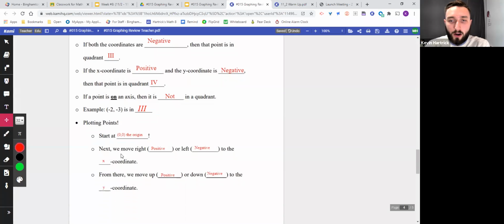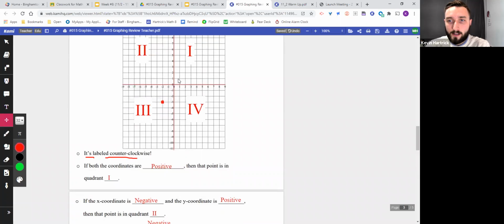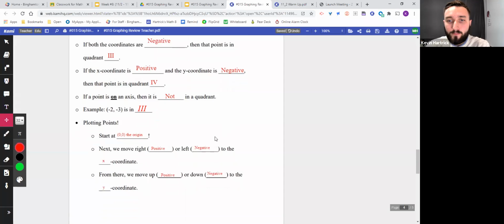Plotting points. So you always start when you're plotting a point at 0, 0, the origin. If you notice, when I started plotting this point, I started at 0, 0. Next, you're going to move either right if it's positive or left if it's negative to the x coordinate, meaning the first number tells you what your x coordinate is. If it's positive, you're going to the right from the origin. If it's negative, you're going to the left from the origin.